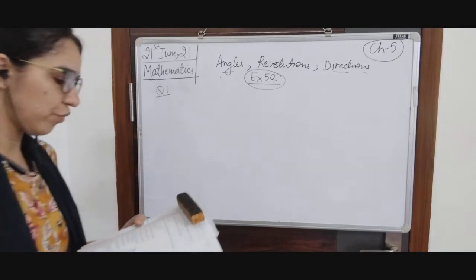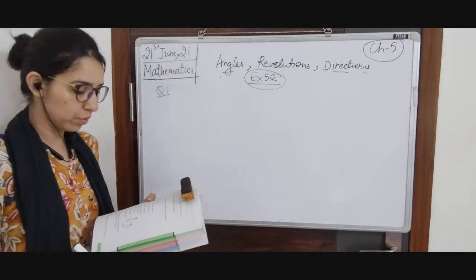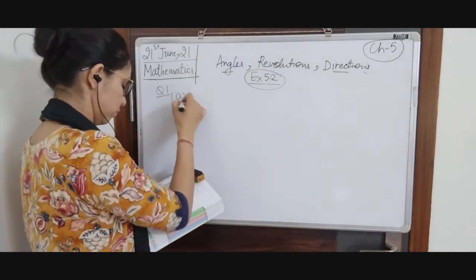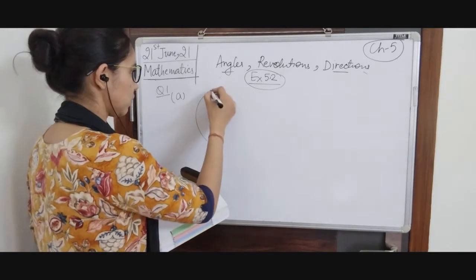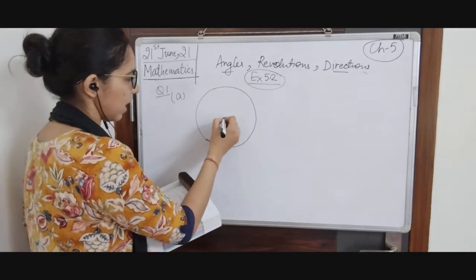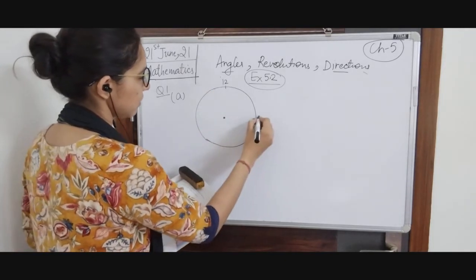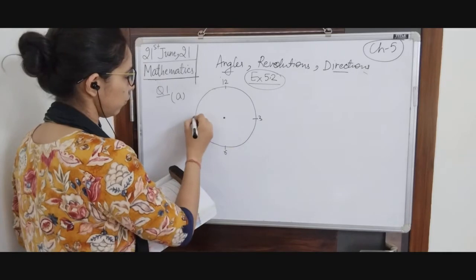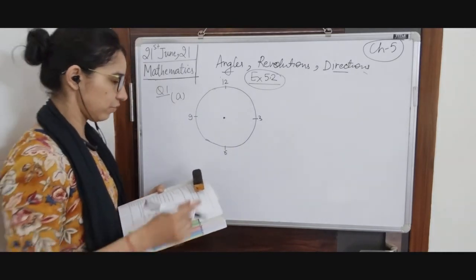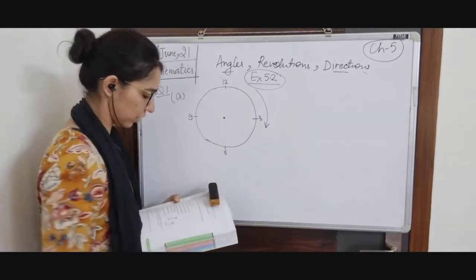What fraction of a clockwise revolution does the hour hand of a clock turn through when it goes from 3 to 9? So we are talking of a clock. A clock is this round figure, okay, and we have marks like this. This is your 12, this is your 3, this is your 6, and this is your 9. Now we have to tell what fraction of clockwise, we are talking about clockwise direction. So we are moving in this direction.